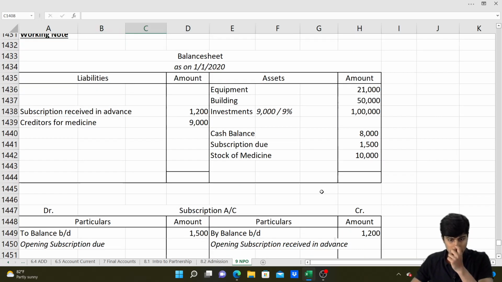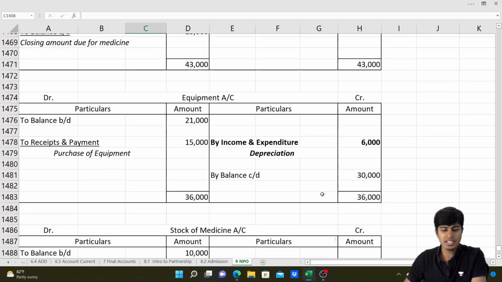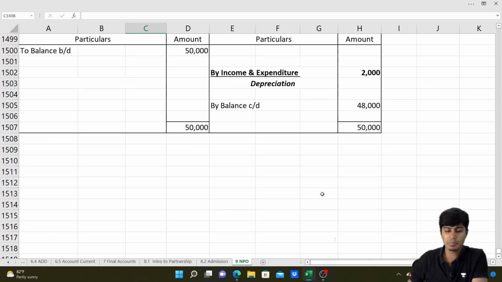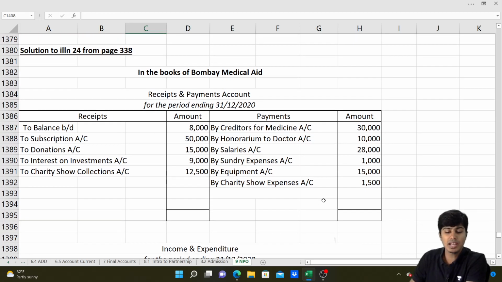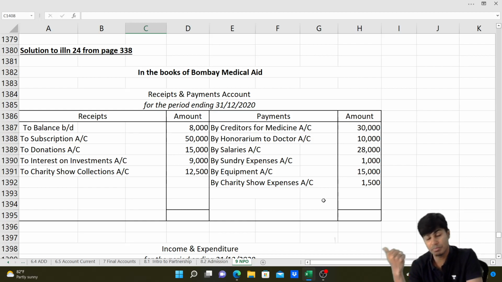All the ledgers are closed. Now we need to close our receipts and payment. In receipts and payment, if opening balance is given, we'll find closing balance as balancing figure. If closing balance is given, we'll find opening balance as balancing figure. They've given opening balance, closing balance is missing. Closing cash and bank balance will be found as balancing figure, posted to closing balance sheet.